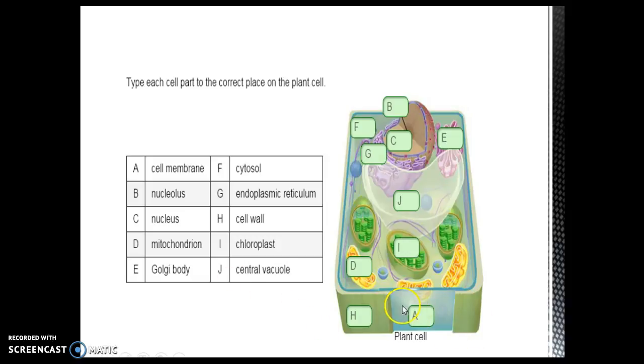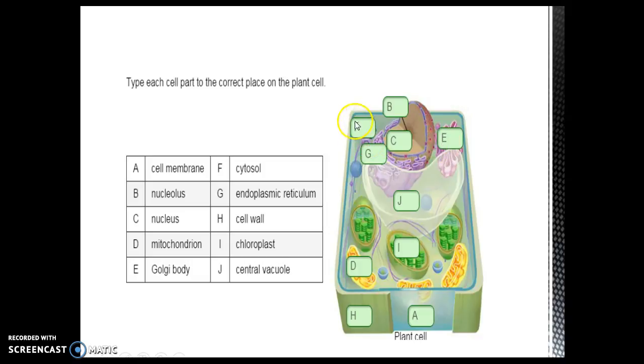Cell membrane is down here. The nucleolus is B. The nucleus is C, this whole thing right here. The mitochondrion, that is D down here, these yellow things that are folded up, that's the powerhouse of the cell. The Golgi body is E, over here, this folded up purple thing.